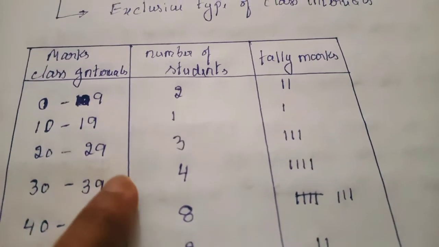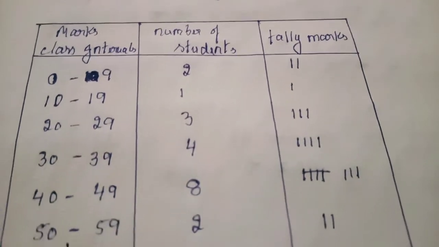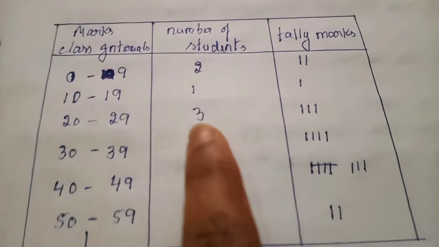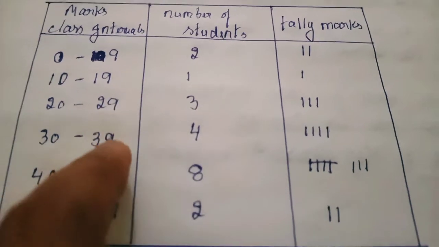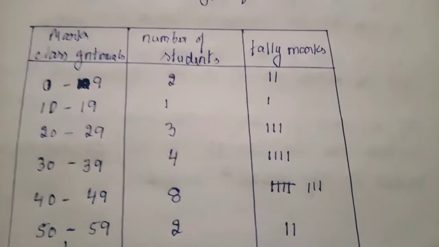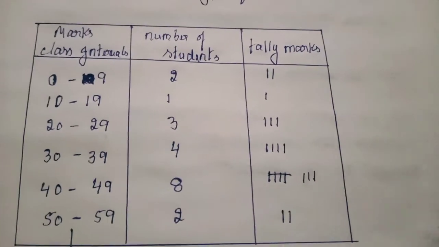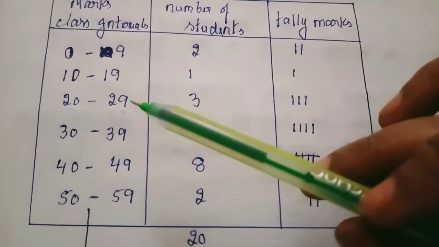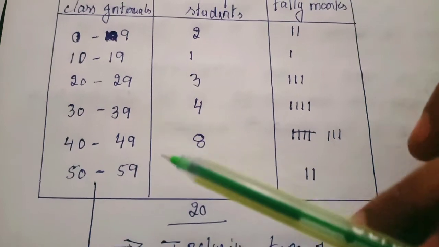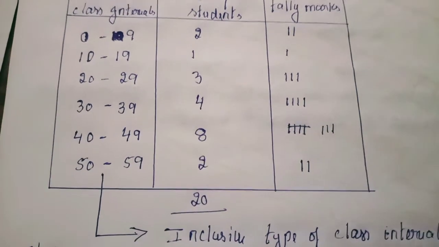20 to 29, 10. So here also, how do we find the class size? By subtracting consecutive upper limits or consecutive lower limits. You can see 19 minus 9 is 10, 29 minus 19 is 10, 39 minus 29 is 10, 49 minus 39 is 10, 59 minus 49 is 10.